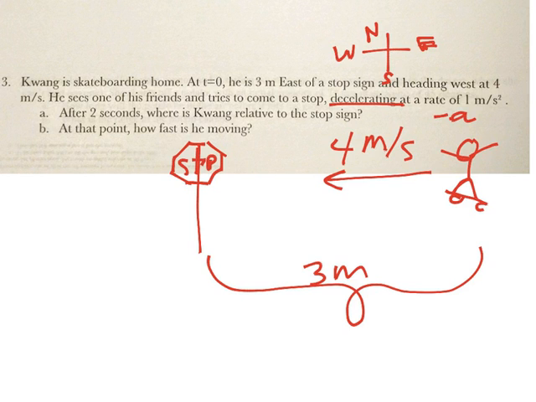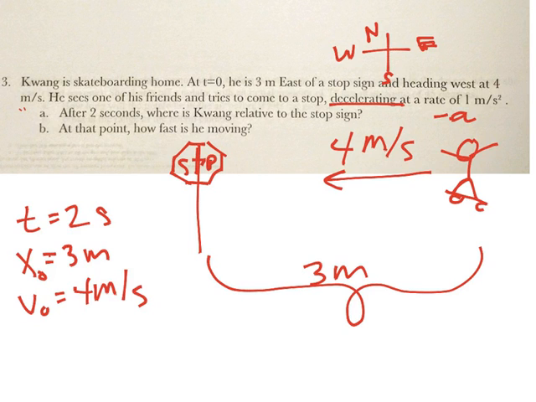Now we're going to move on to, let's try to pull some variables out. So we're looking for ones that relate just to A. So after 2 seconds, t equals 2 seconds. Where is Quang relative to the stop sign? So we want to know his position. So we care that his initial position is 3 meters away from the stop sign. All right, we also know that he did have an initial velocity, which is 4 meters per second towards the stop sign. We want to know what's his final position. So where is he in relation to the stop sign? We also know his acceleration is negative, because remember, it's deceleration. It is a negative acceleration at 1 meter per second squared.